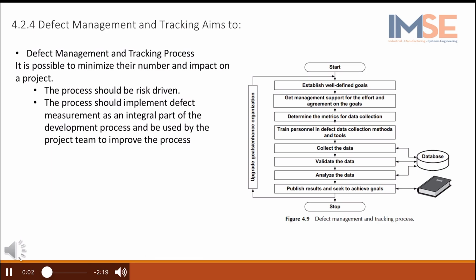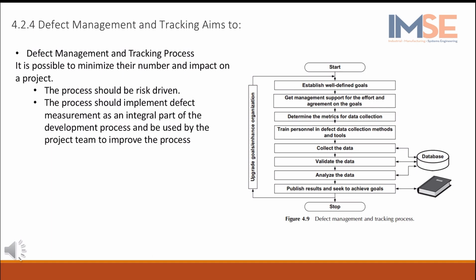Now, defect management and tracking. While not all defects can be avoided, it is possible to minimize the number and impact that they have on a project. One way is to implement a defect management process that focuses on either preventing or identifying defects as early in the process as possible. The defect management process should be based on the following general principles. The process should be risk driven, that is, strategies, priorities, and resources should be based on the extent to which risk can be reduced.